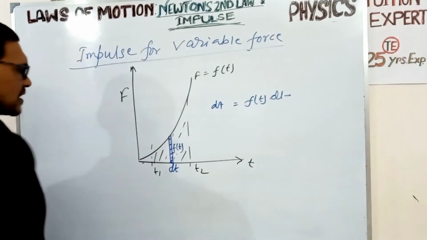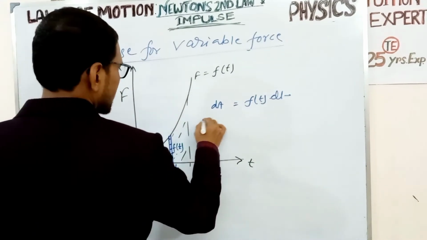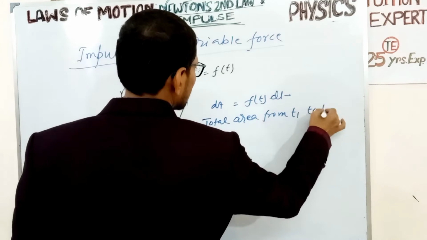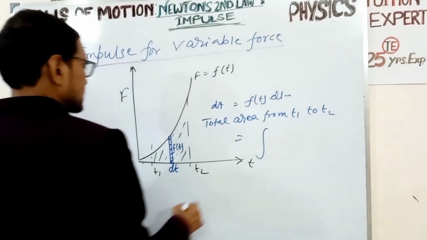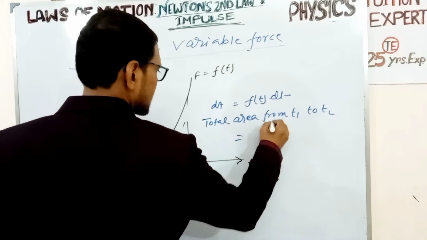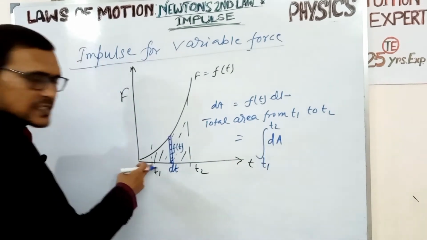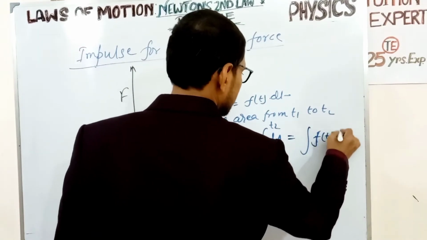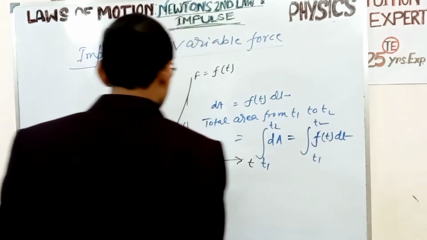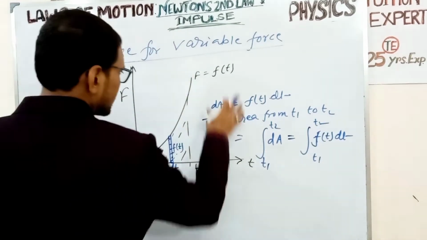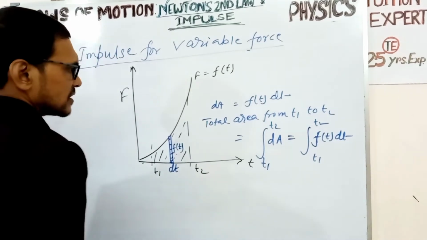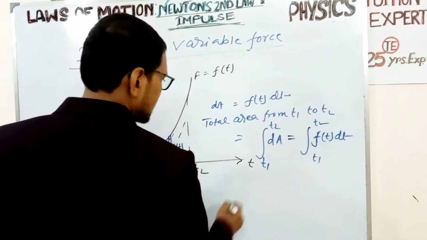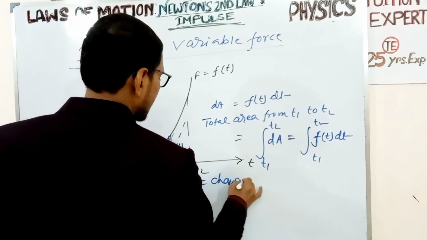This area is this. Now what is the total area? Total area from t1 to t2 equals integration of dA. We take this as lower limit and this as upper limit. So dA equals F(t) dt from t1 to t2. F(t) is a function of time, generally given in the question. So this is the theory. Total area equals integral of F(t) dt. So this is the change of momentum or impulse.